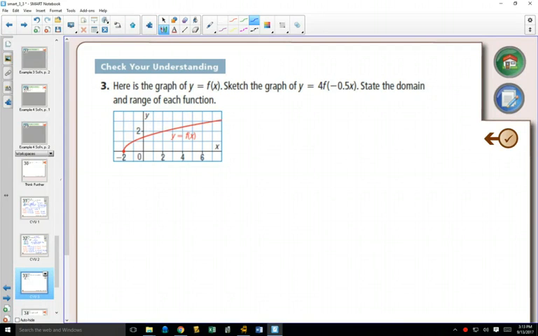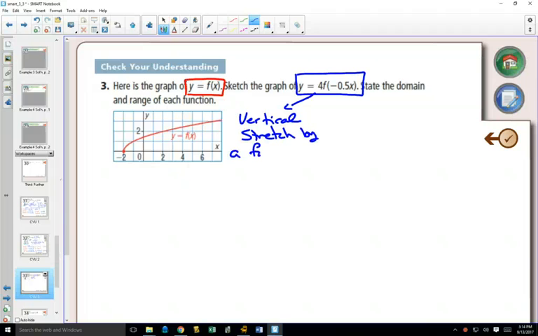The red graph is the graph of f of x, and we want to sketch the graph of this. Now there's a number of things happening. First of all, we have a 4. That 4 outside of the function we would describe as a vertical stretch by a factor of 4. In other words, we're going to multiply our y values by 4.